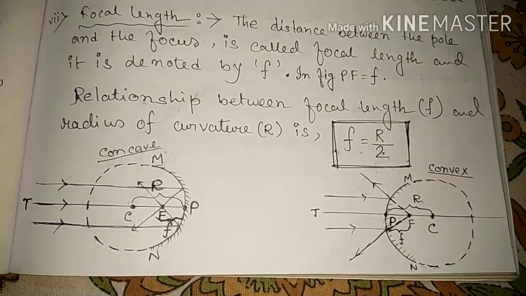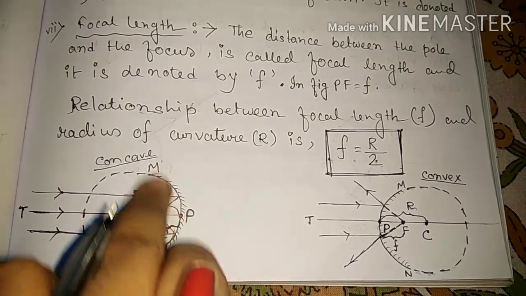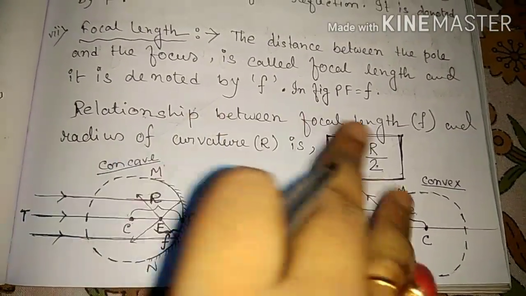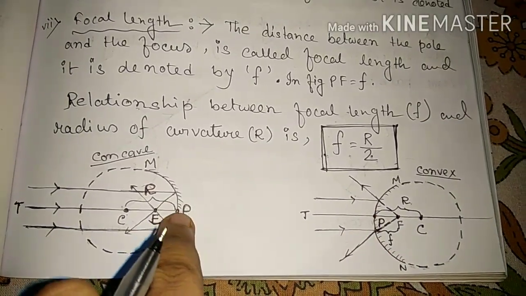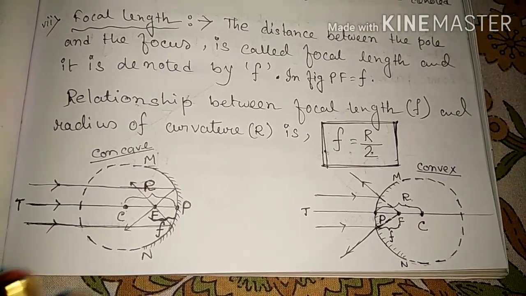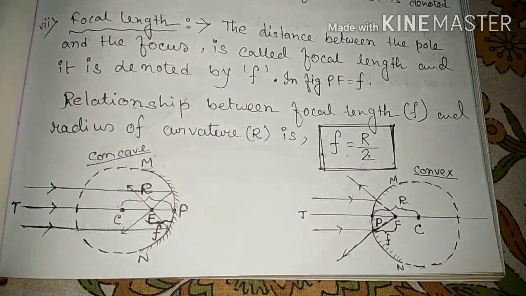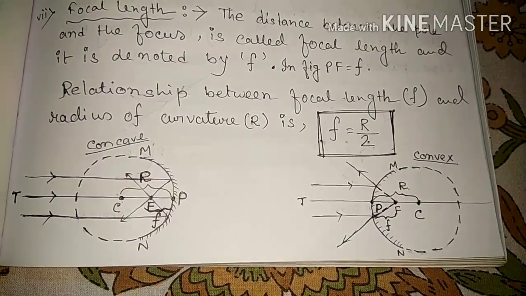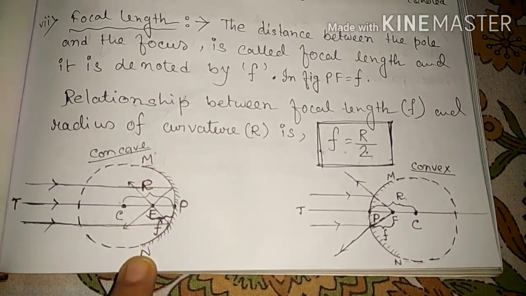Okay, now the next term is pole. We already discussed pole. This is the center of a spherical mirror, concave or convex mirror. It is denoted by P. It is the center of this mirror. Aperture is one part of a spherical mirror, or we can say that it is the effective diameter of a spherical mirror. In both diagrams, MN represents the aperture.